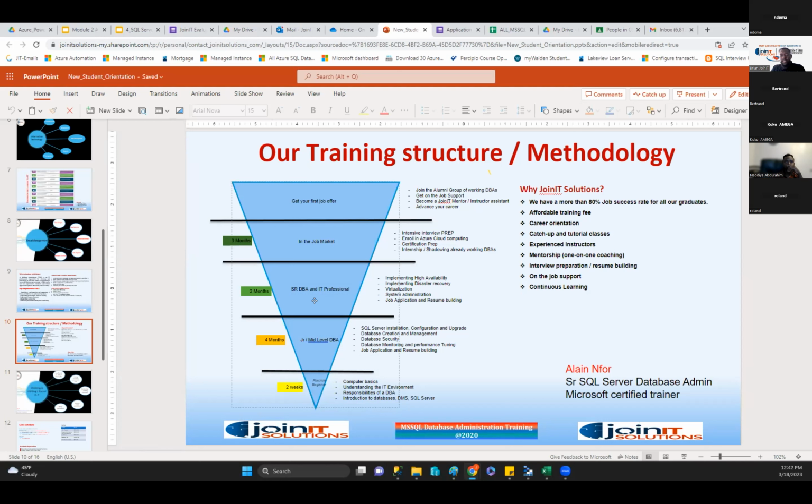After that, the next 2 months, which you are rounding up with your training, is now a lot of interesting and high-level stuff, where we start getting into implementation of high availability solutions, implementation of disaster recovery. We look at virtualization, a lot of things that system administrators do. Then we emphasize again on job application.